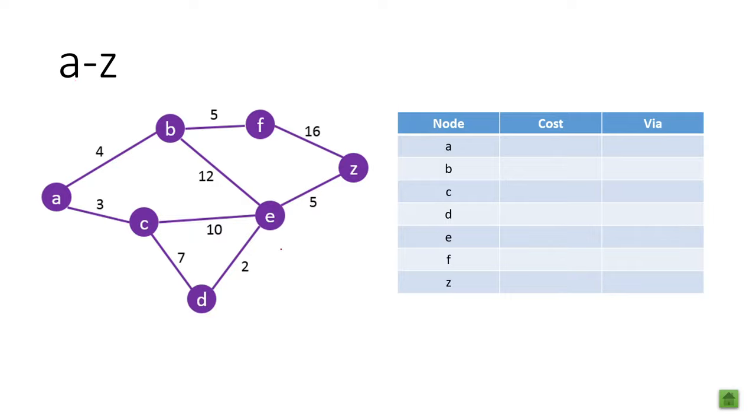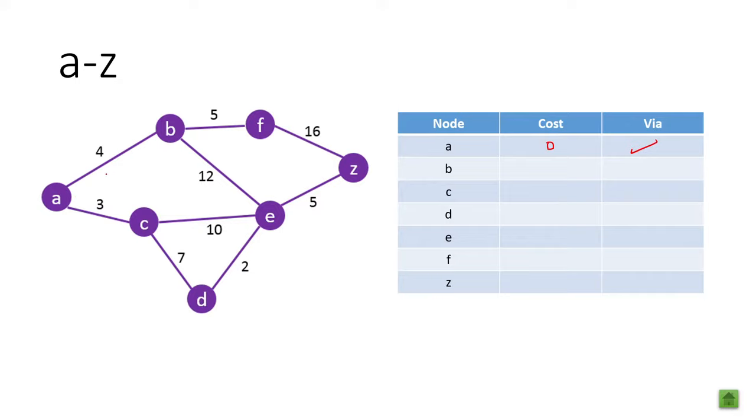So A to Z, hello Lewis, A to Z there we need to get to. So think about this now. Here's my graph. It has 3 columns. I have the nodes in here, I have the costs of those nodes and I have the via. So which node did I come from? That's what that means. Now, if we start in A, then the cost would be set to 0 and we're not going via anything because we're already at A.